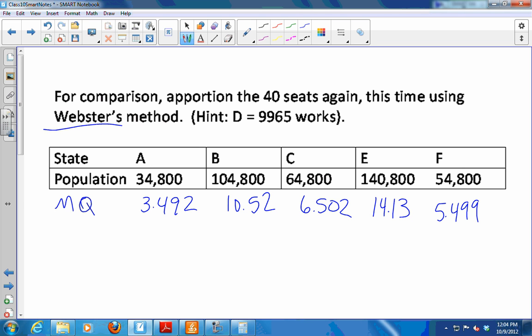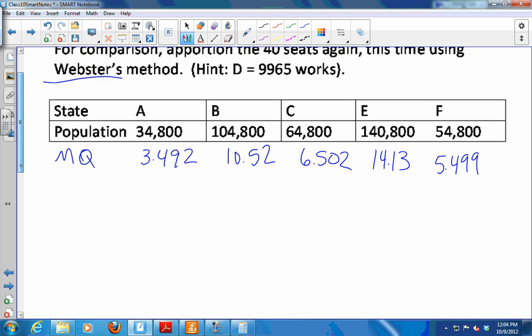So if I'm using Webster's method, I just round these standard, right? Below 0.5 round down, and 0.5 or above round up. So this is going to be 3, 11, 7, 14, 5. And does that add up to 40? It does. Is it the same as my apportionment for Huntington Hill? No.